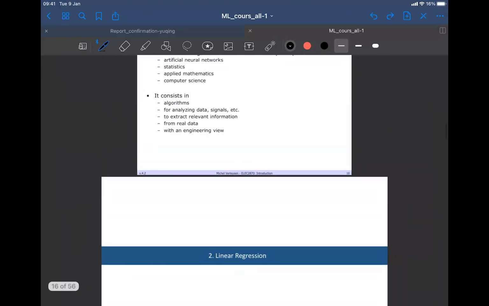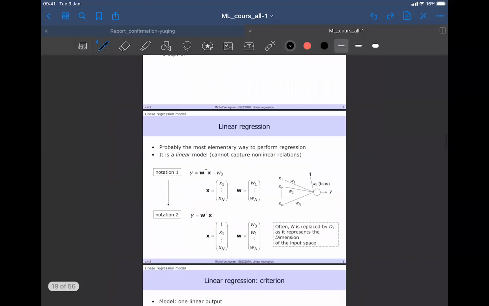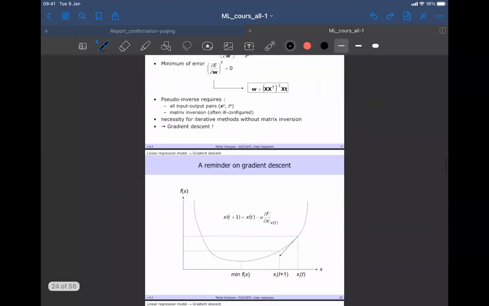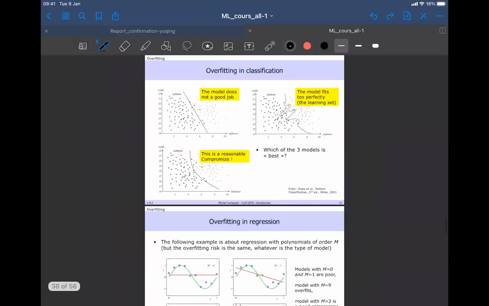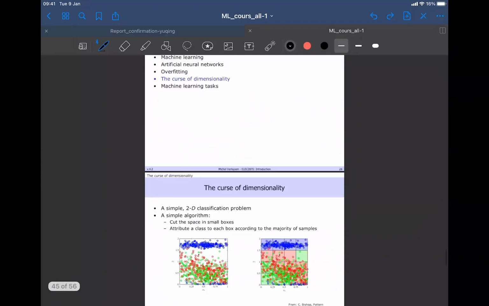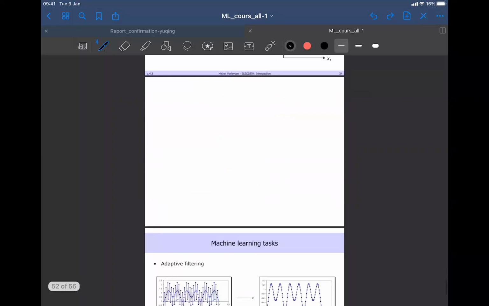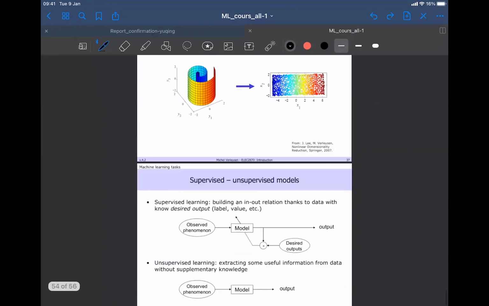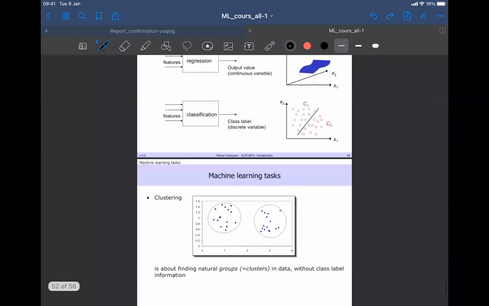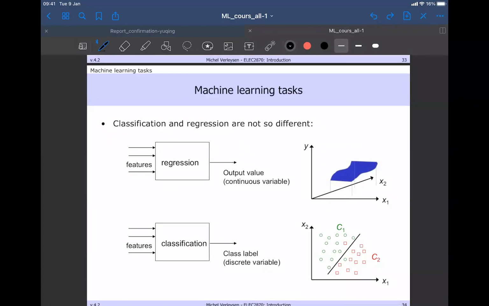It's not only used for classification. So maybe let me just skip a bit to the different types. So we can either have classification or regression. So these are two important words to know.